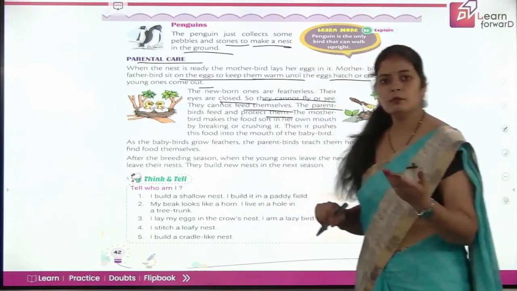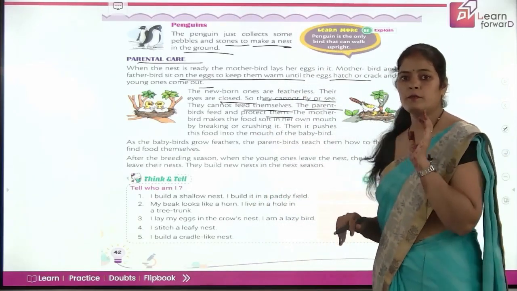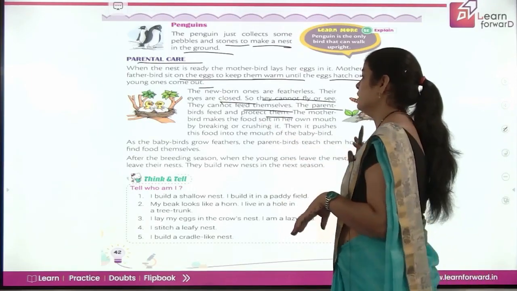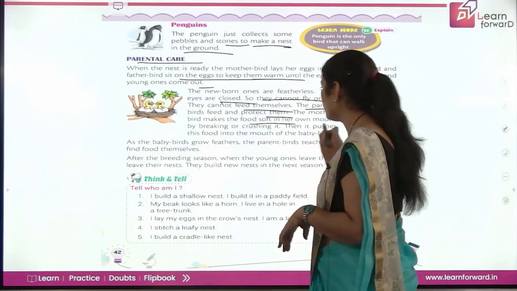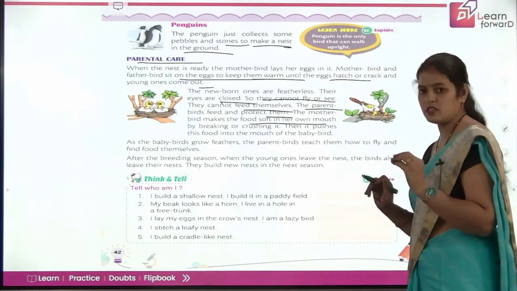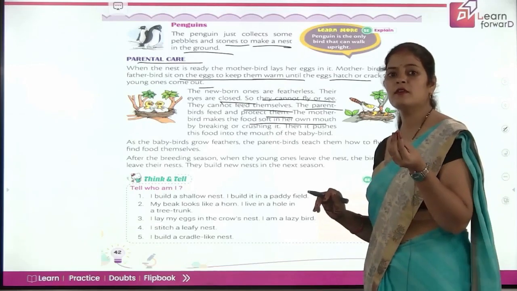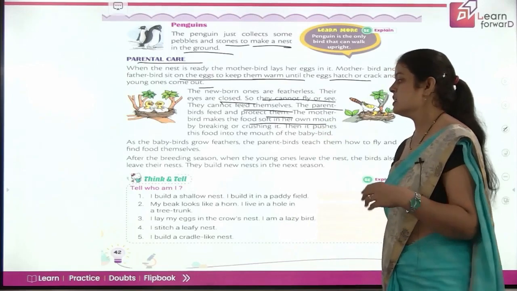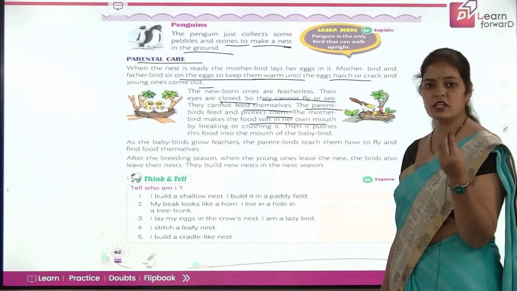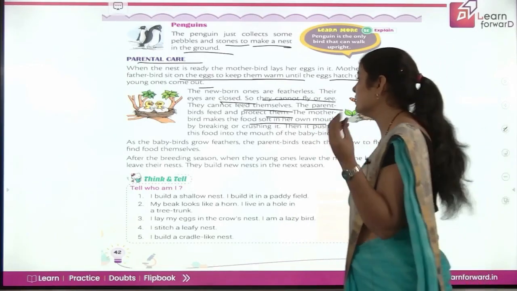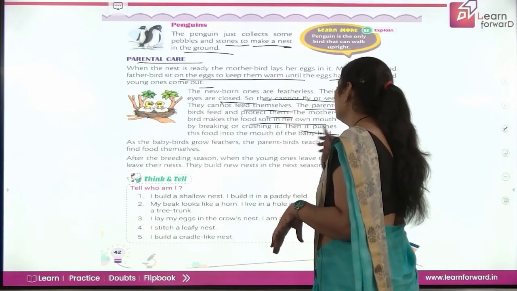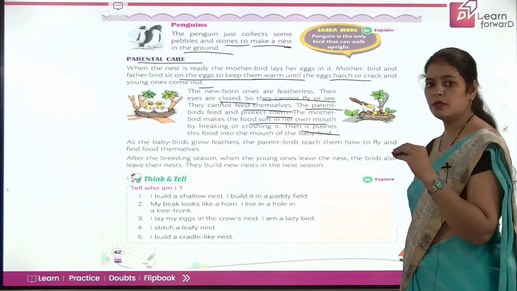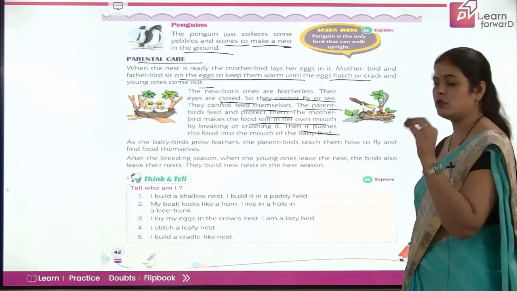One bird, the mother bird or father bird, goes in search of food, brings food, and feeds the young ones. The mother bird makes the food soft in her own mouth by breaking or crushing it. Because the young ones do not have the habit of eating, the mother bird first crushes and softens the food in its mouth, and then pushes this food into the mouth of the baby birds.